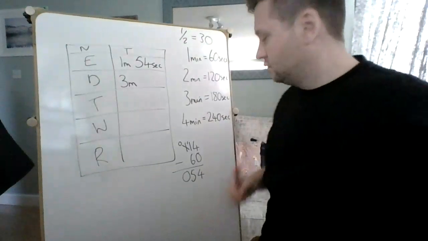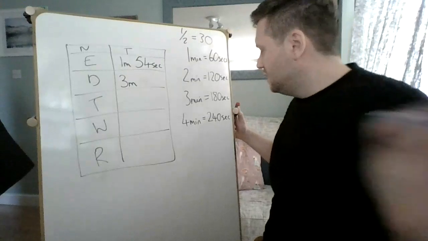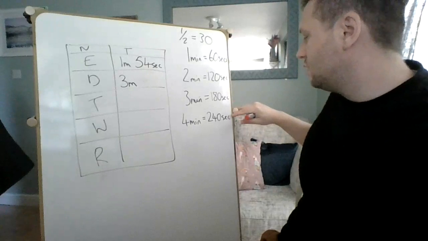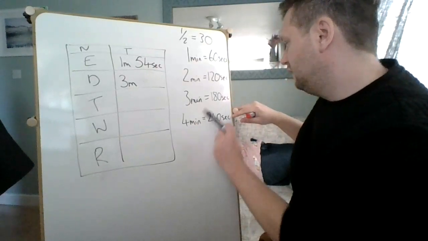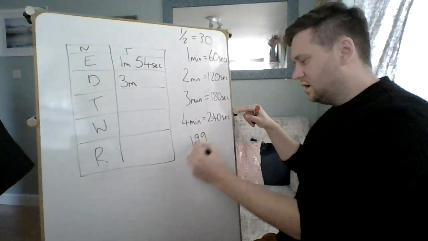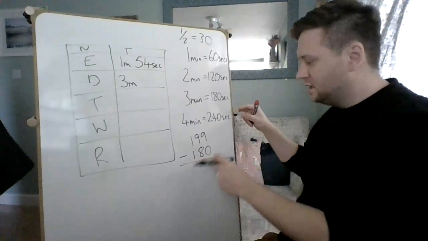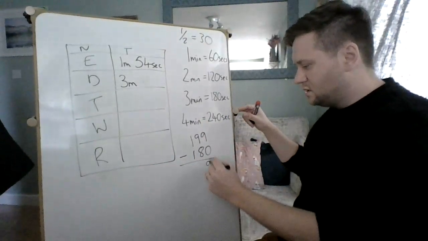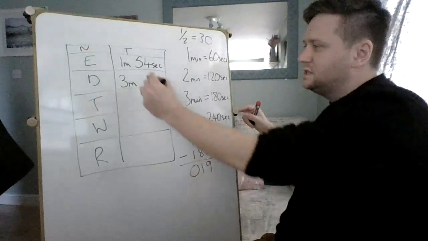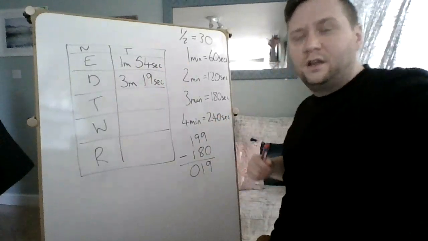Let's do the little trick, the subtraction again. 3 minutes, what was it, 199. So if I do 199 subtract those 3 minutes, I'll find out how many seconds are left. 9 take away 0 is 9, 9 take away 8 is 1, and 1 take away 1 is 0. 19 seconds there. Okay, let's find out for Teddy.